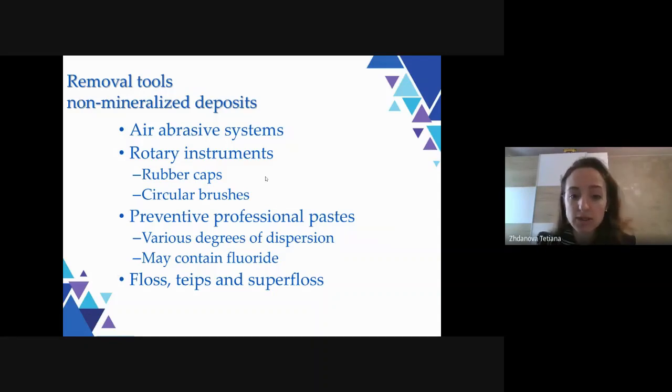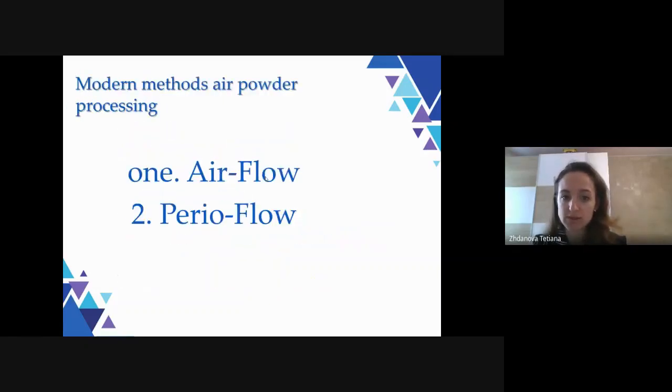Then rotary instruments, rubber caps and circular brushes. And preventive professional paste, it can be different varieties of degrees of dispersion. And this paste may contain fluoride or be without fluoride. Floss tips and superfloss. Modern methods, air powder processing. First, it is Airflow, and the second, Perio-Flow.